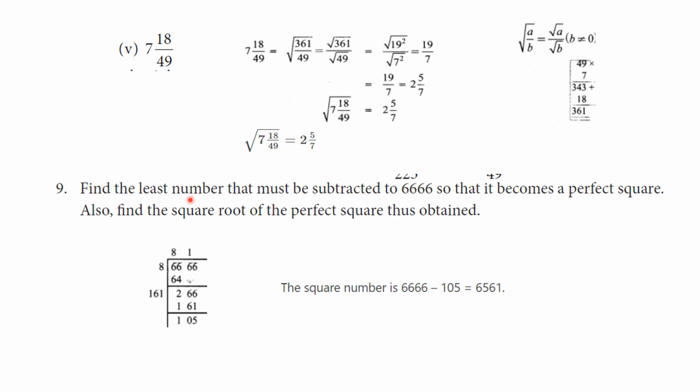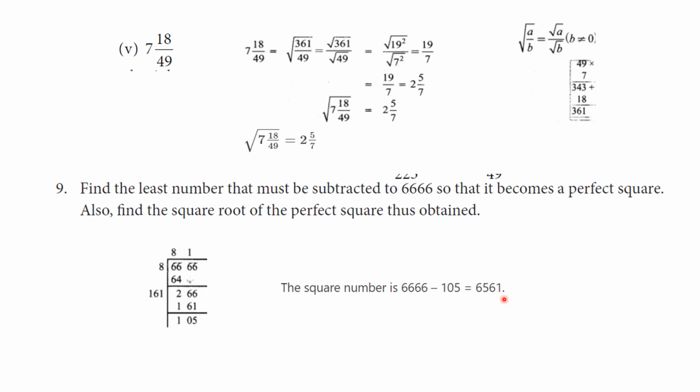Next, find the least number that must be subtracted from 6666 so that it becomes a perfect square. Also find the square root of the perfect square. So first separate it into 2 digits: 66 66. I put the bar here also. 8 8s are 64, remaining 2, carry down 66. 8 into 2 is 16, so 1 put it. So 1 into 1 is 1, 1 6s are 16, so remaining 105. If you subtract it from 6666, you get the perfect square number 6561.